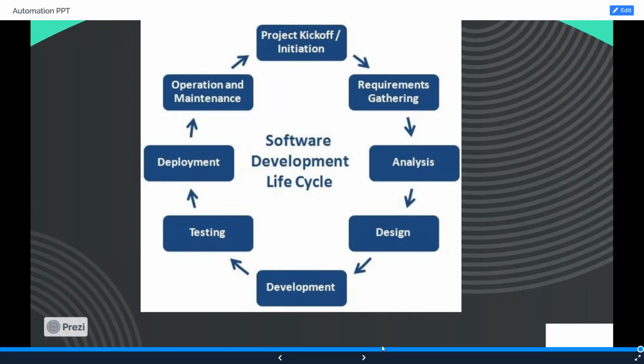So can anyone say what is the software development life cycle? What is the idea behind the software development life cycle?